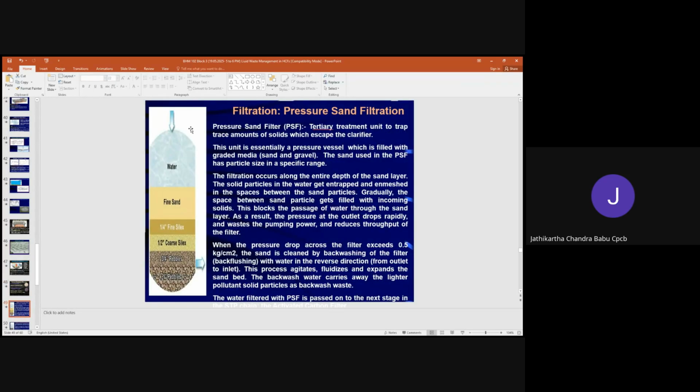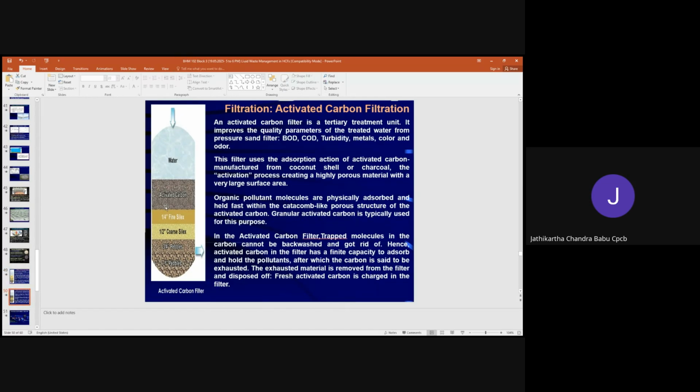This is an example to show how the pressure sand filters operate. You have different types of grains, coarse grains at the bottom and fine grains at the top. When the water passes through this, whatever contaminants are there will be removed by the pressure sand filters. After that, they will go to the activated carbon filter. Contaminants like BOD, COD, turbidity and metals will all be adsorbed here.